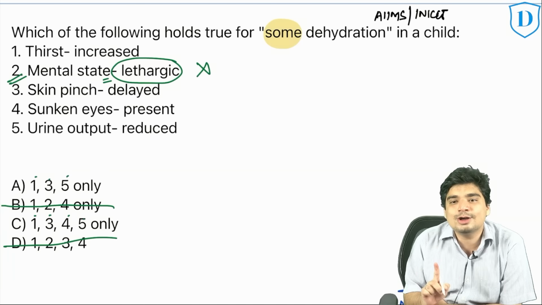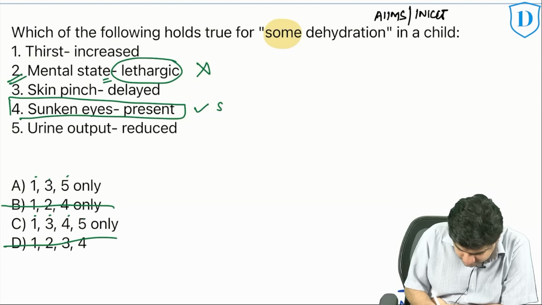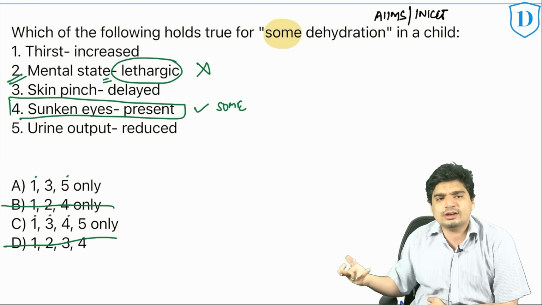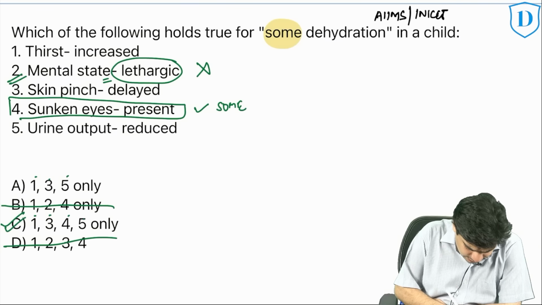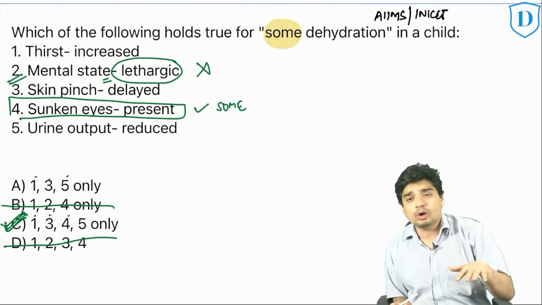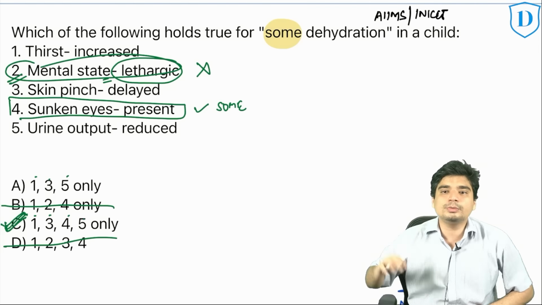So I just need to look at option 4. Option 4, sunken eyes present, yes. Yes, sunken eyes are present in some dehydration. Eyes are very sunken as far as severe dehydration is concerned. So we have our answer. Answer here will be option C, 1, 3, 4 and 5. And I didn't even need to look at all 5 options. Just by looking at this one, I could easily rule out 2 options.